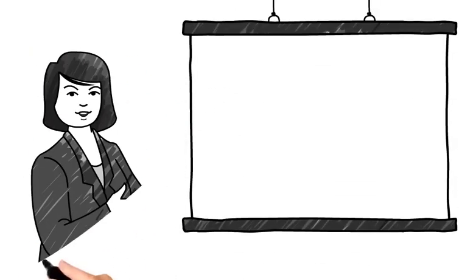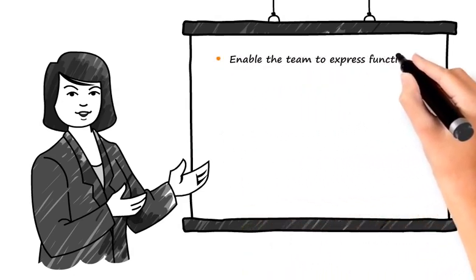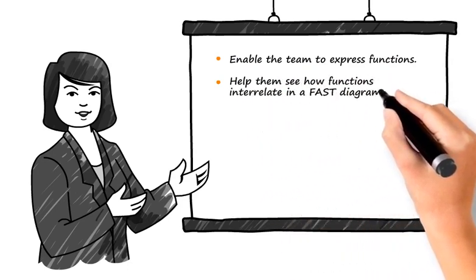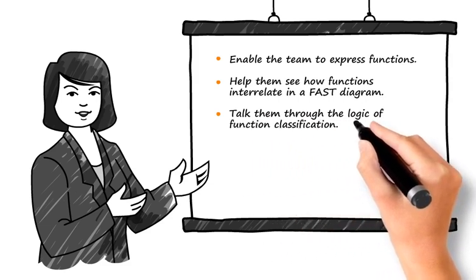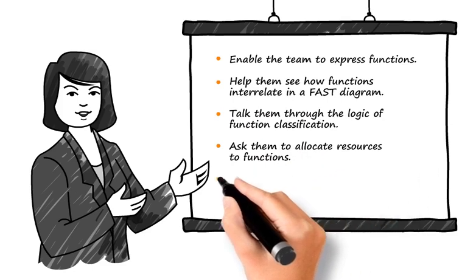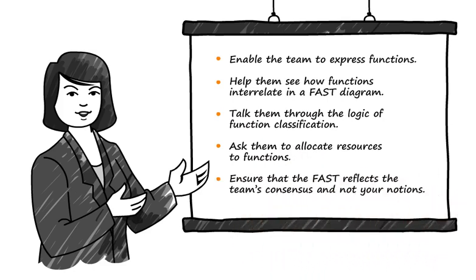So, what are some of the key takeaways from this learning module? As a facilitator, you should enable the team to express functions. Help them see how functions interrelate in a FAST diagram. Talk them through the logic of function classification. Ask them to allocate resources to functions, and ensure that the FAST reflects the team's consensus and not your notions.